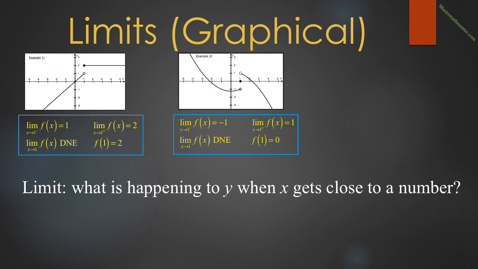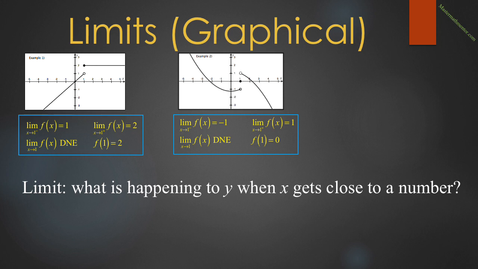In this next example, again a piecewise function, we see that the limit of f of x as x approaches 1 from the left is -1. As we walk along the curve and approach x equals 1 from the left-hand side, the y value approaches -1, although it does not actually reach the point (1, -1), because of the open dot at the point (1, -1).